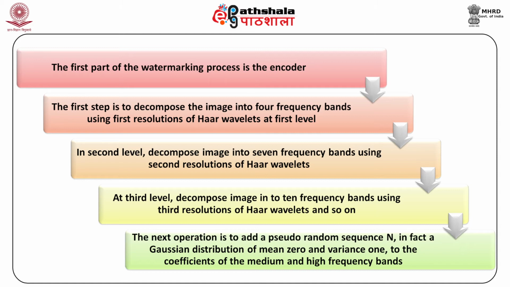The next operation is to add a pseudo-random sequence and, in fact, a Gaussian distribution of mean 0 and variance 1 to the coefficient of the medium and high frequency bands. The normal distribution is used because it has been proven to be quite robust to collusive attacks.